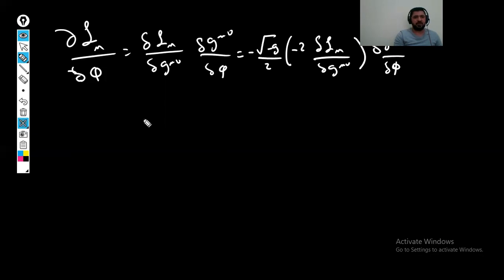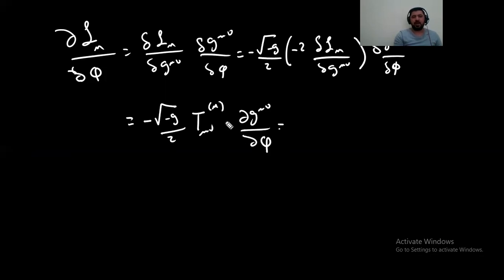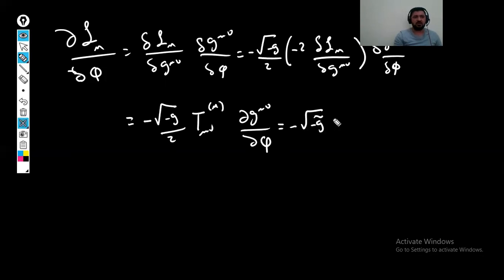And this will be written as negative the square root of minus G over 2 T mu nu of the matter. And here we have the derivative of G mu nu with respect to phi. We can write it now in terms of T mu nu in the tilde frame, the Einstein frame, with the square root of minus G tilde, and then we have 1 over 2 FR.